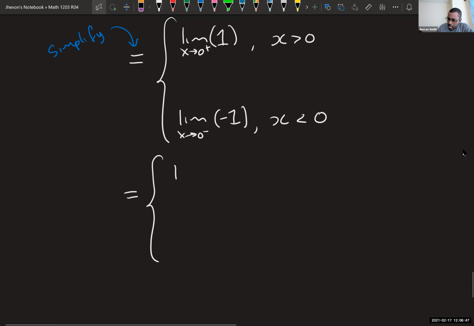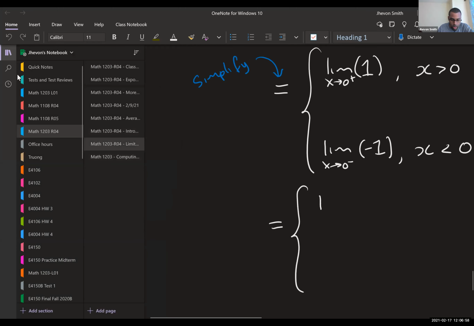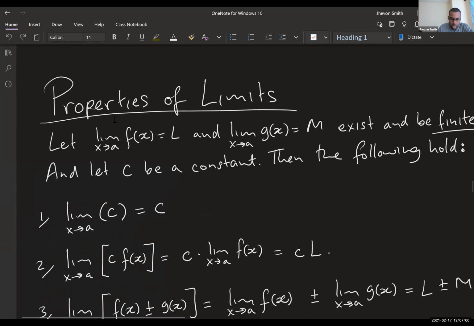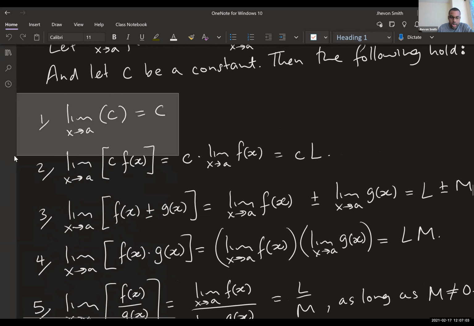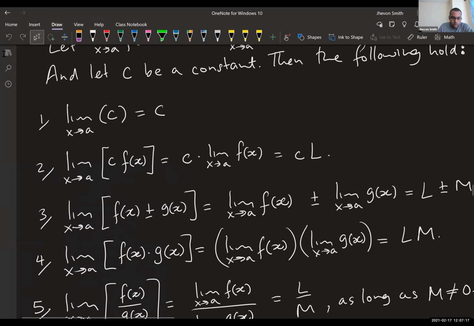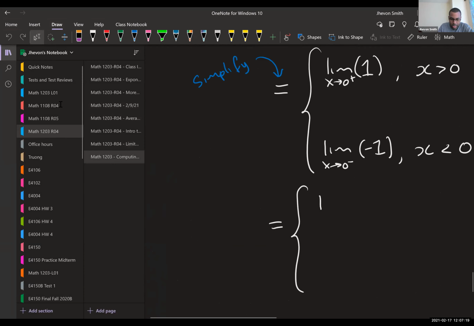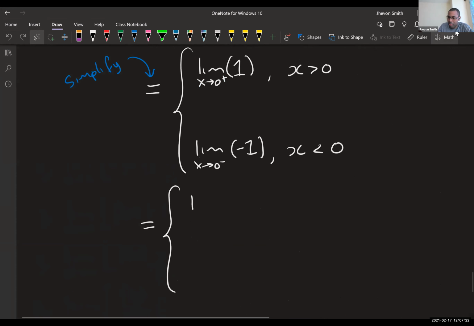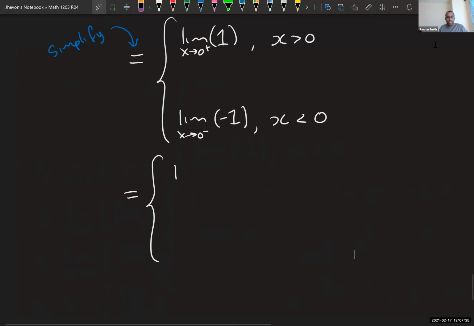How do we know? Well, Jhevon gave us these properties yesterday. Let's go back. Boom, right here. Limit of a constant is just a constant. You can also think of this as a plug-in thing. There's no x to plug in, so plugging in just gives you back what is currently there. But you can think of it either way. Either think of it as a limit property, or I'm actually doing the plug-in, but because there's no x, there's nothing to plug in, so it just stays the same.